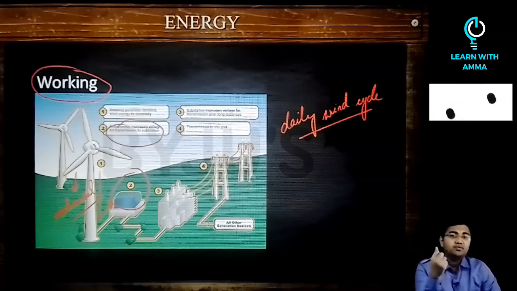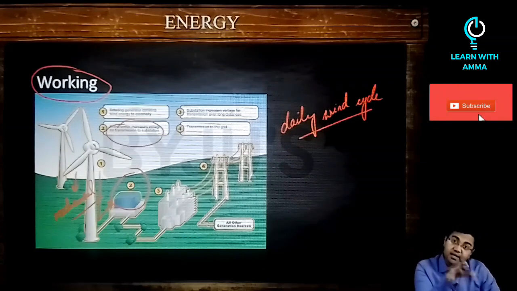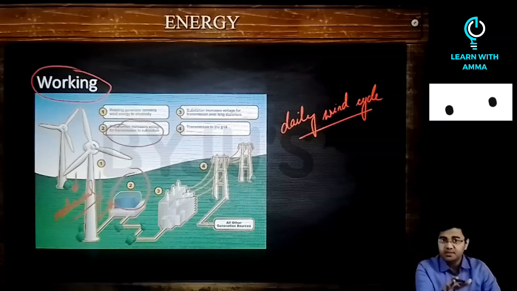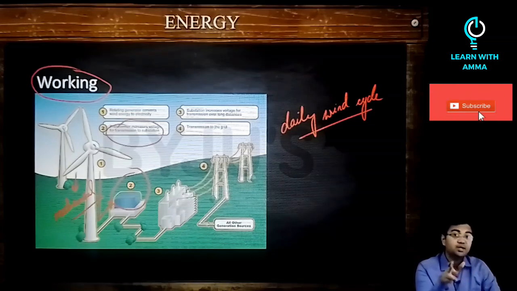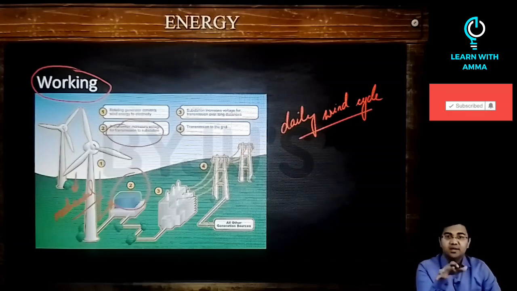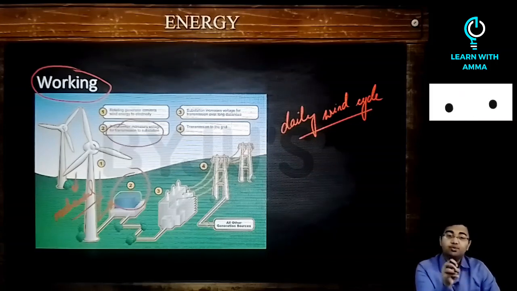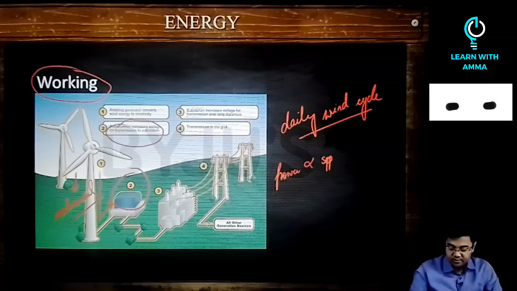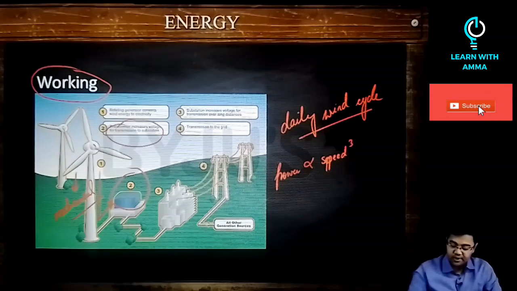And how is it converted into electricity? Because of the kinetic energy of the wind. Why kinetic energy? Because there is motion, and wherever there is energy associated with motion, that's kinetic energy. So the wind power which is available is proportional to the cube of its speed.